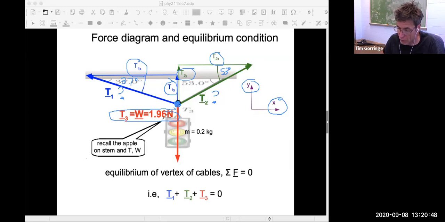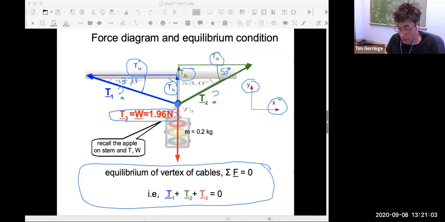And so when we do the calculation, we're going to resolve the equilibrium, resolve these tensions into these components. That's the method we're going to apply. But perhaps the key thing to start with down here is the equilibrium, that the sum of these forces acting on this point must add up to zero.